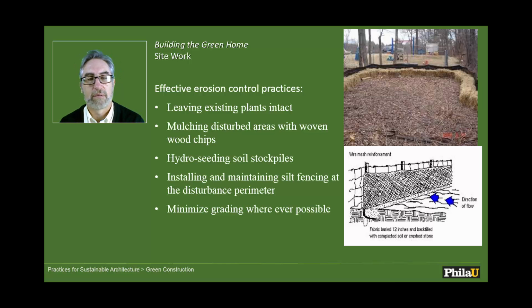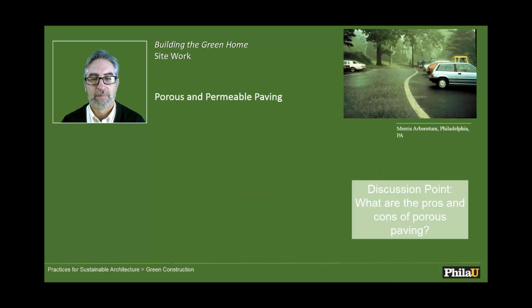I'm going to start at the bottom. You can minimize grading wherever possible. That sounds good. Installing and maintaining silt fencing is great, but it doesn't mean you're not disturbing the site. Hydroseeding stockpiles is good so that it will hold in some of that earth once it's been moved. Mulching disturbed areas, well, those are disturbed areas. And finally, leaving existing plants intact. Remember, those plants have roots. They're holding the soil together. Once you start removing those plants, you start to create damage on the site. So leaving existing plants intact is the number one strategy.